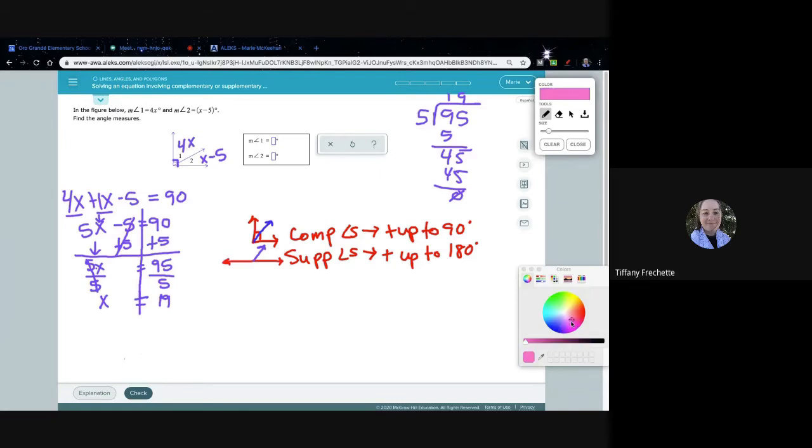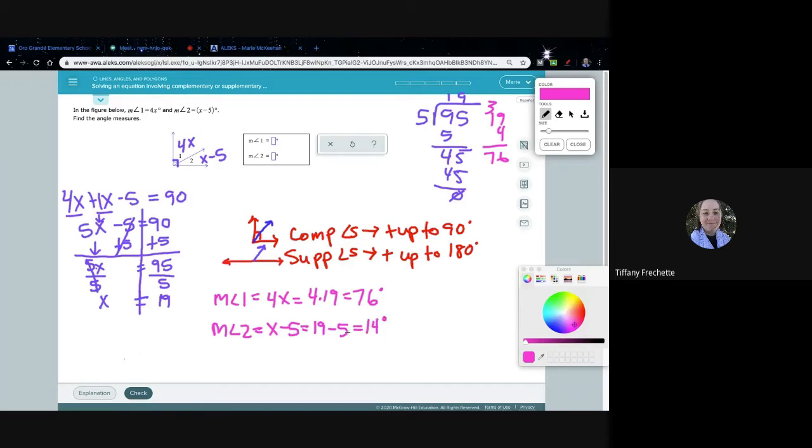So now we have to go back in, and I'm going to do this one in hot pink. So the measure of angle 1 equaled, they told us that was 4x. Well, I know what x is. It's 19. So I'm going to say 4 times 19. And I get 76 degrees. The measure of angle 2 was x minus 5. Again, I know what x is. It's 19. That's what we did all this work for on the left side here. So 19 minus 5, and I get 14 degrees.